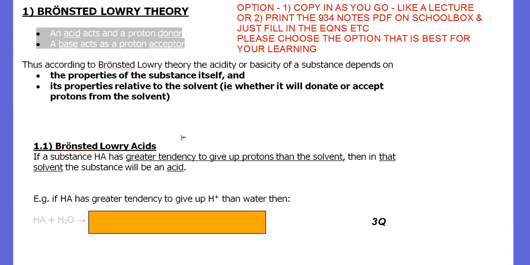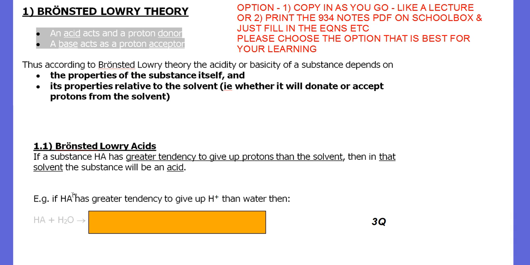So what's a Bronsted-Lowry acid? Simply, if a substance, let's call it HA, has a greater tendency to give up protons in the solvent, then in that solvent, the substance will be an acid. So what it means is in that solvent, because it wants to give up protons more than the solvent does, it will give protons to the solvent and therefore will act as an acid in that solvent.